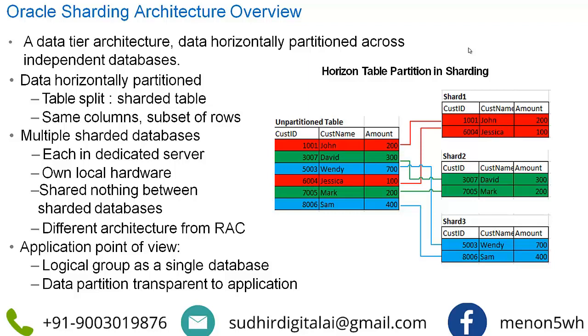You can have multiple sharded databases, each in a dedicated server, own local hardware. They share nothing between the sharded databases, a different architecture from RAC. So when I talk about RAC, we're talking Real Application Cluster from Oracle. From an application point of view, there's a logical group as a single database, data partition transparent to the application. So the user who maybe is writing Python code, Java code, programming language code, may not really see the sharding from his view.